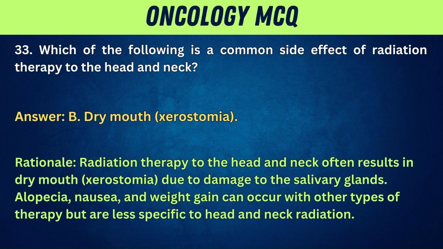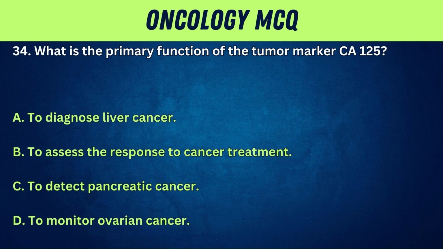Rationale: radiation therapy to the head and neck often results in dry mouth, xerostomia, due to damage to the salivary glands. Alopecia, nausea, and weight gain can occur with other types of therapy, but are less specific to head and neck radiation. 34. What is the primary function of the tumor marker CA-125?